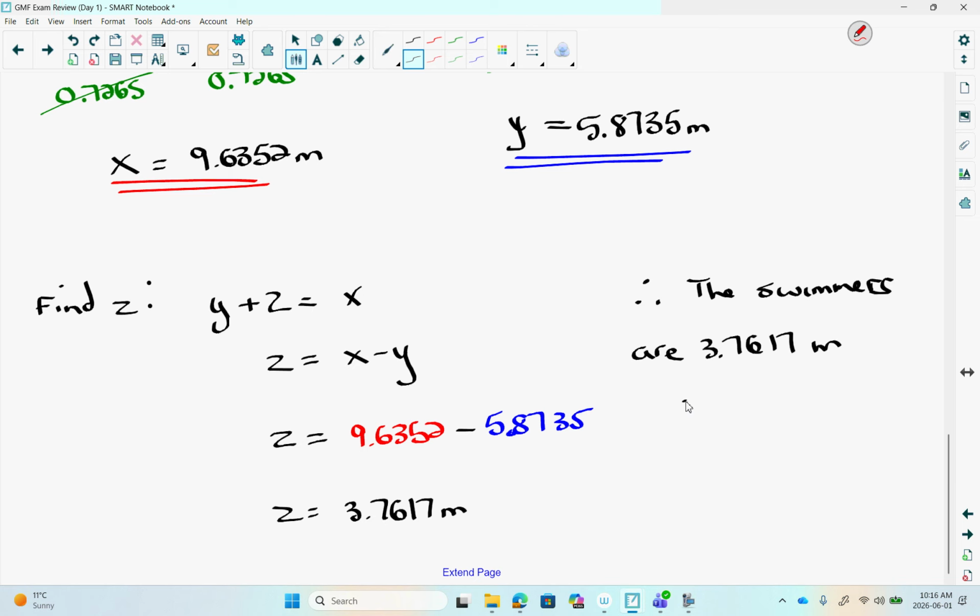3.7617 meters apart. Now, rather than trying to figure out how far apart they are, I probably should just jump in and save them. But that is a review of your trigonometry and your angle properties of parallel lines section, chapter 1.